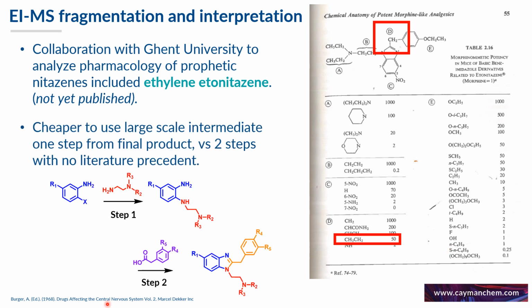And from a synthetic standpoint, it's also cheaper to use a large bulk intermediate and swap out the benzyl substituent in the last step versus going back 2 steps and creating a new benzimidazole core, especially if there's no literature precedent for its potency. So this made the ethylene adenitazene the most likely structure for the unknown, and with the permission of our collaborators, we provided the standard.